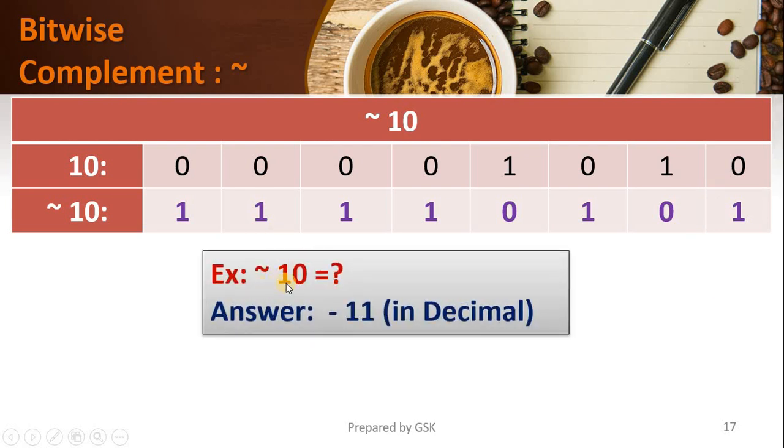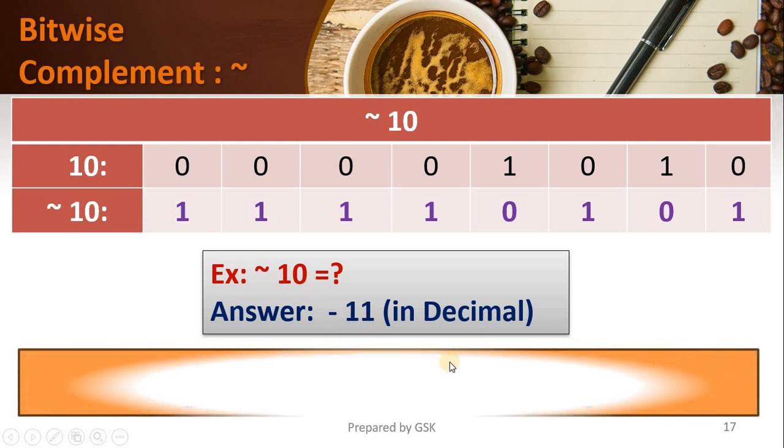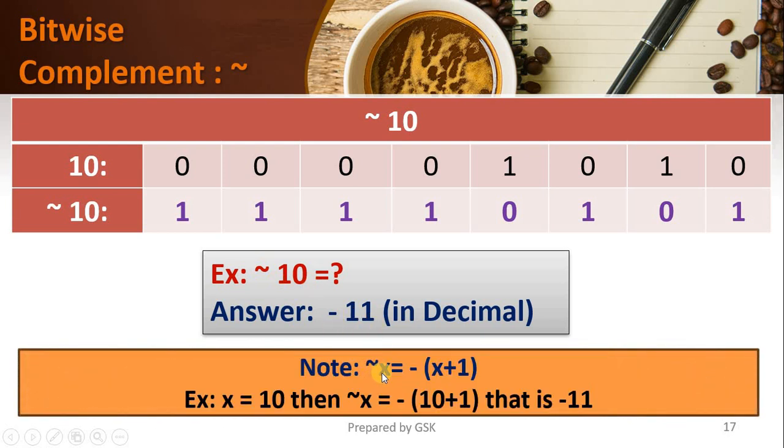So the final answer of Bitwise Complement 10 is minus 11. Bitwise Complement x value is equal to minus of x plus 1. In our example, x value is 10. So minus 10 plus 1, that is minus 11. So by using this formula, you can easily calculate the value.